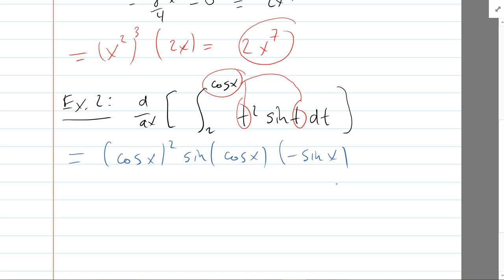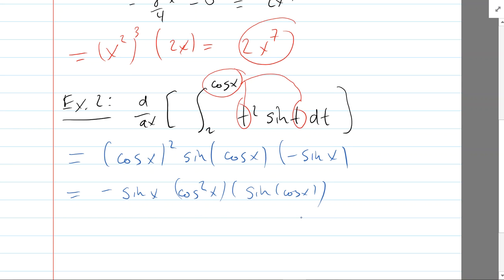It really is that. No, it's not subtracting. You're just multiplying by a negative. You're done. You can rearrange it all you want, but you can't simplify that any. About the only thing you could do, you could write this as negative sine of x cosine squared of x times sine of cosine of x. So that's about all you could do. But you're done.